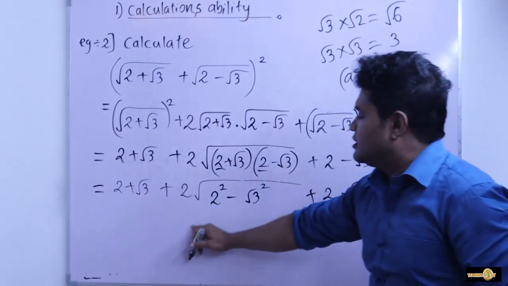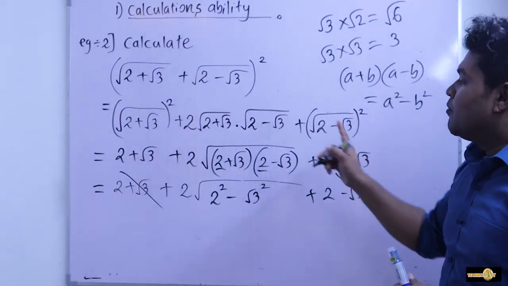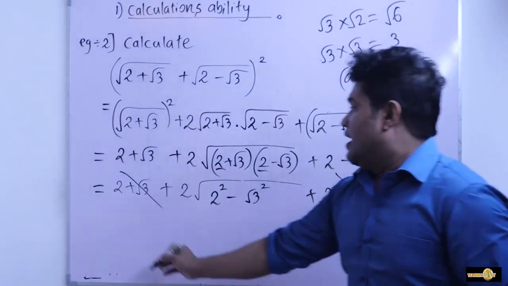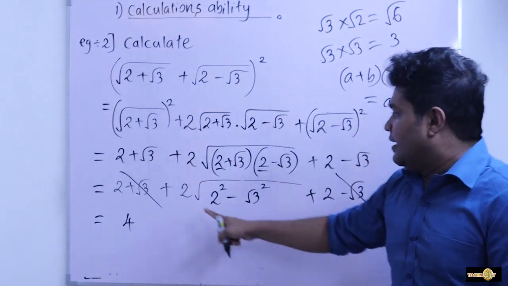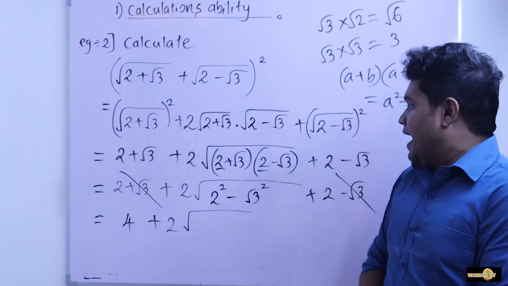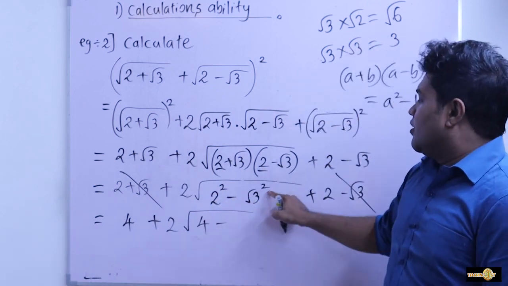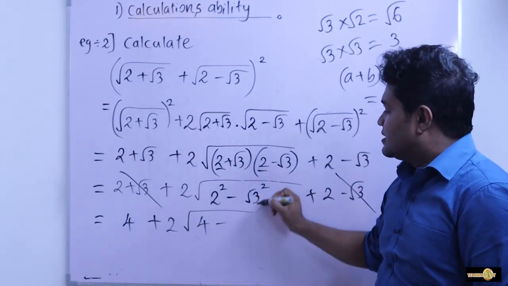Looking at the expression, can you see plus root 3 and minus root 3 are like terms, positive and negative, so we can cancel them. Okay, 2 and 2 we cannot cancel. 2 with this 2 will be 4, and this 2 with the 2 inside the square root. And what's the square of 2? The square of 2 is 4, and minus the square of the square root, it also cancels inside the square root. Square root cancels, it is 3.